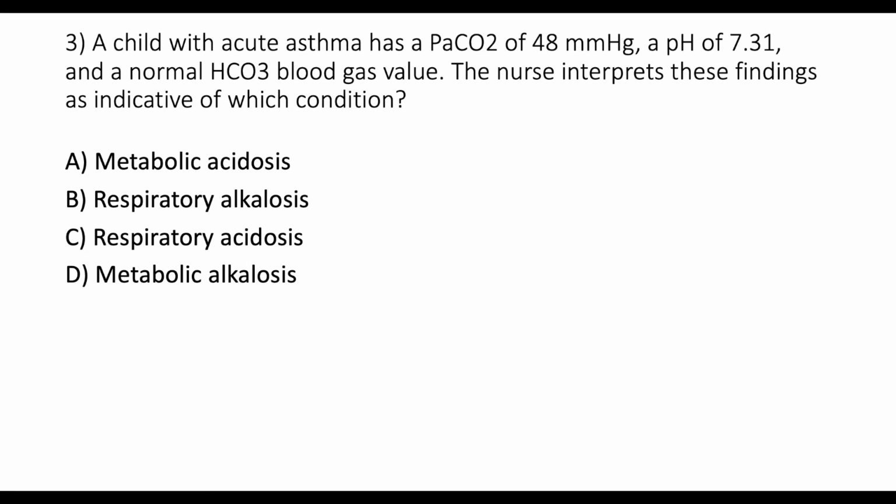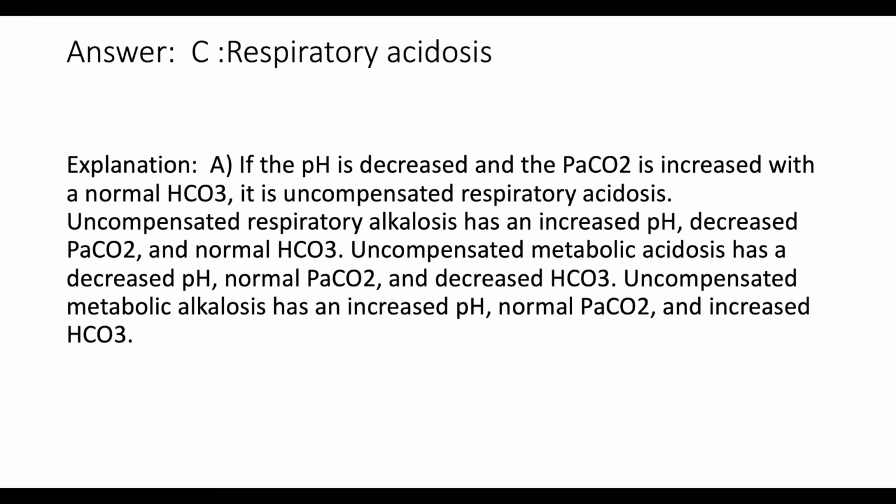3. A child with acute asthma has a CO2 of 48 mm Hg, a pH of 7.31, and a normal HCO3 blood gas value. The nurse interprets these findings as indicative of which condition? A. Metabolic acidosis. B. Respiratory alkalosis. C. Respiratory acidosis. D. Metabolic alkalosis. 3. Answer: C. Respiratory acidosis. Explanation: if the pH is decreased and the CO2 is increased with a normal HCO3, it is uncompensated respiratory acidosis.